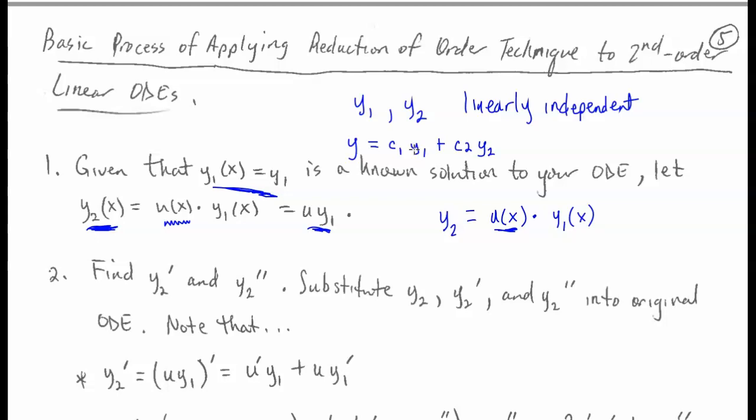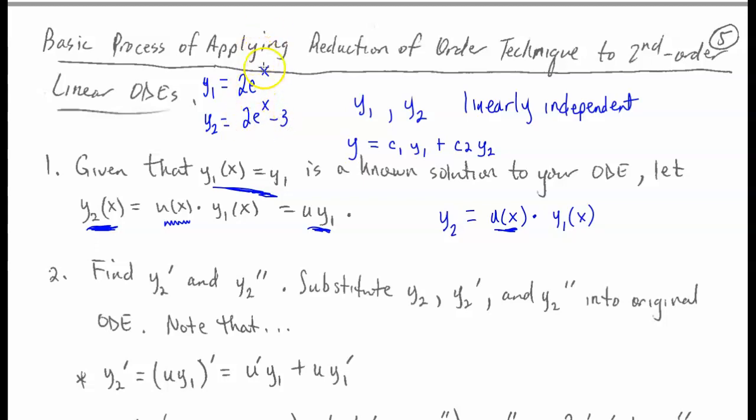Now, if we look at it from a more conceptual understanding, when we say y1 and y2 are linearly independent, what we're actually saying is that y1 and y2 are two functions that are different from each other, but they're not constant multiples of each other. I'm going to give you an example of that. Let's say y1 was 2e^x, and let's say y2 was 2e^x minus 3.